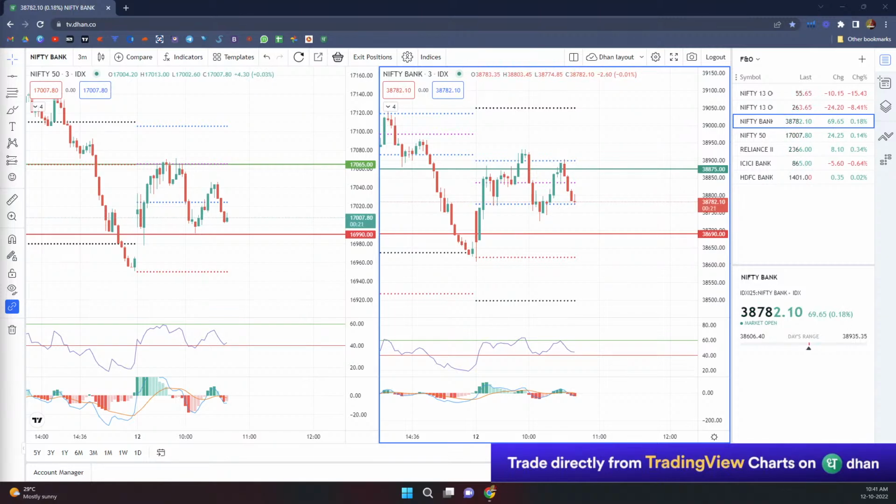So, we learned about the OI 4 quadrants. What are the 4 quadrants? Long build up, short build up, short covering, long unwinding. What is long build up?